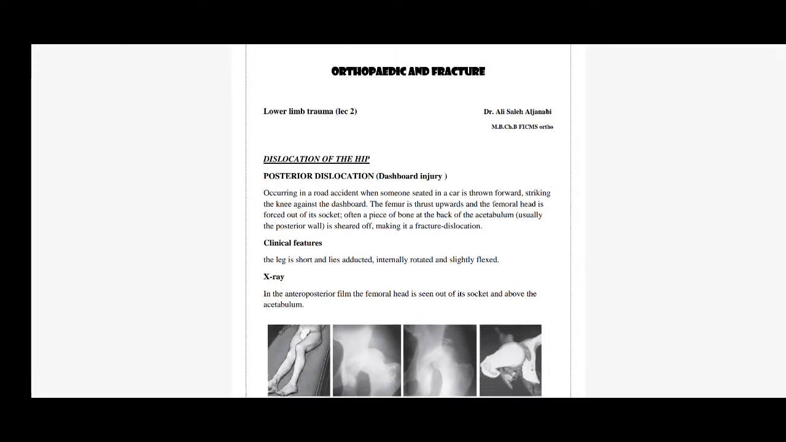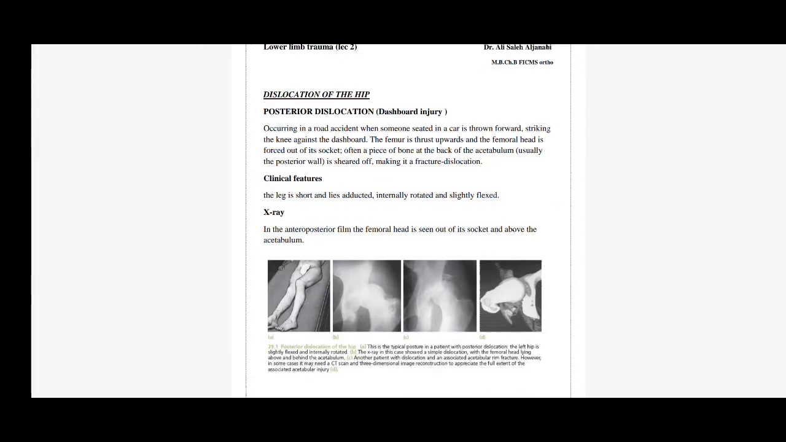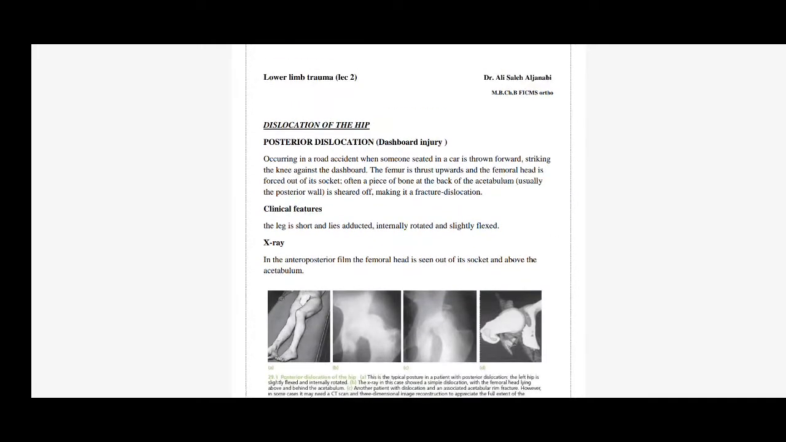After we completed the first lecture of the pelvis and lower limb trauma, which was pelvis and acetabular injuries, we are going for the second lecture, which begins with the dislocation of the hip. As we know, the dislocation of the hip has three types: the posterior, the anterior, and the central one. We begin with the commonest type, the posterior hip dislocation, also called the dashboard injury, which constitutes about 90 to 95% of all hip dislocations.